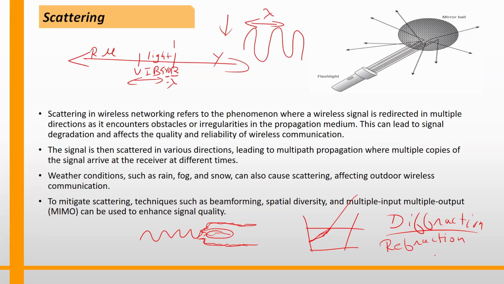Refraction happens prominently when the surface that it is hitting is thicker than the wavelength or than the wave itself. When the boundary is thicker, that is when refraction happens. So these are the attenuations present in the environment that a radiation goes through when it is transmitted over the air. Okay, so we should know these attenuation concepts.